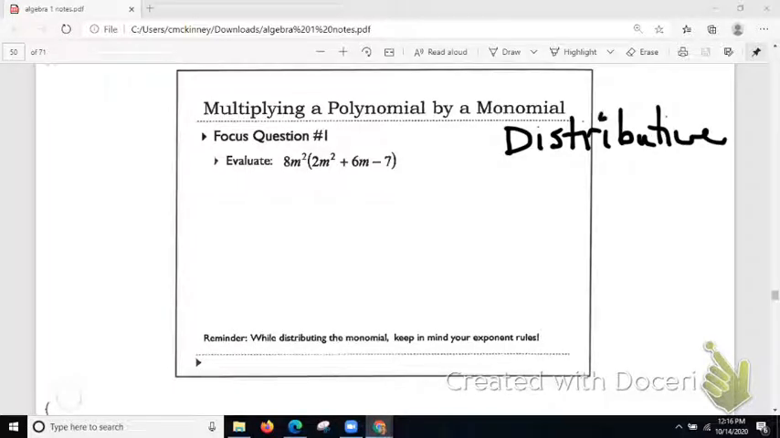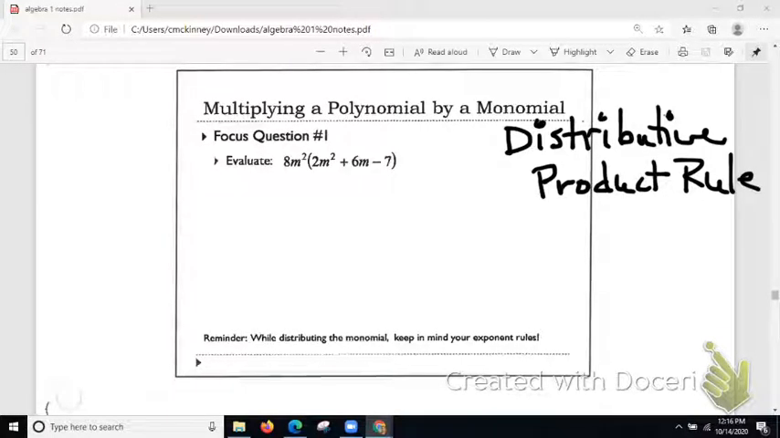So we're going to use distributive property, and if you don't know it and love it, you got another chance to learn it. And we're going to be using the product rule, right? So product rule we just learned. Well, you might have known it before, but keep in mind your exponent rules. So notice what it says at the bottom, while distributing, keep in mind your exponent rules. Those are the two things that we're going to need to keep in our minds as we do this.